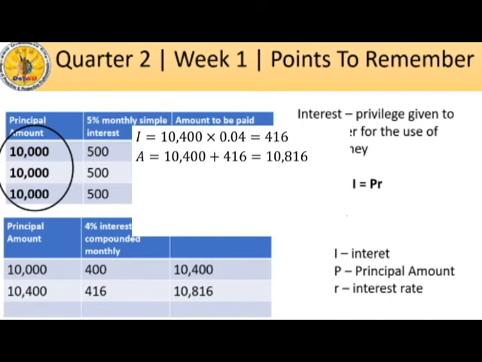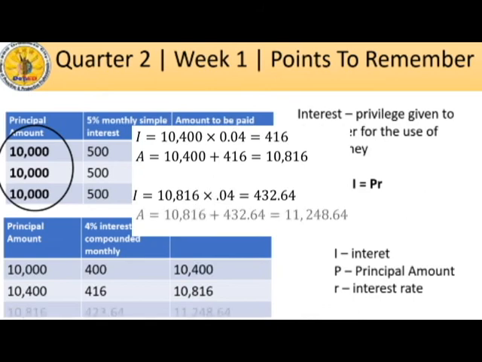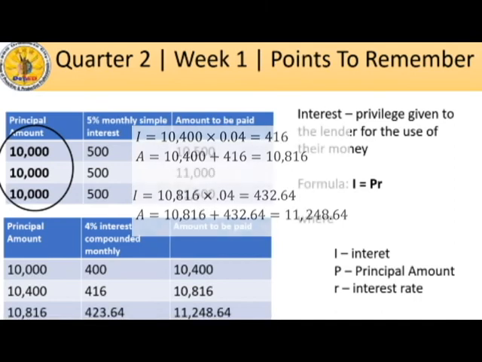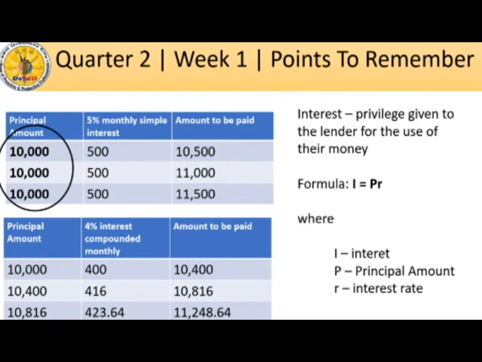For the third month, the new principal amount is 10,816 and the interest is 10,816 times 0.04 is equal to 432.64, and the total amount to be paid is 11,248.64. So you can see the total amount to be paid in the first offer is slightly larger than the total amount to be paid in the second offer.